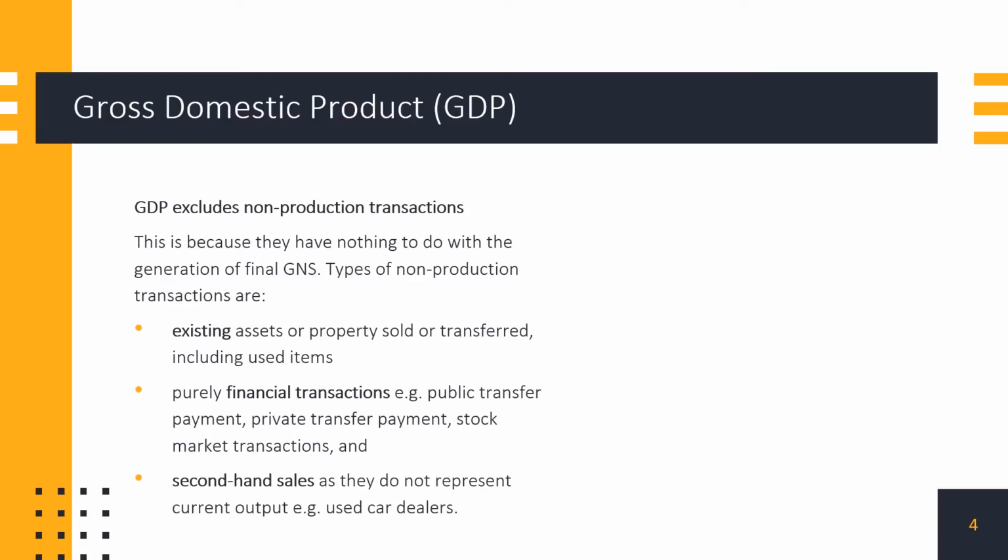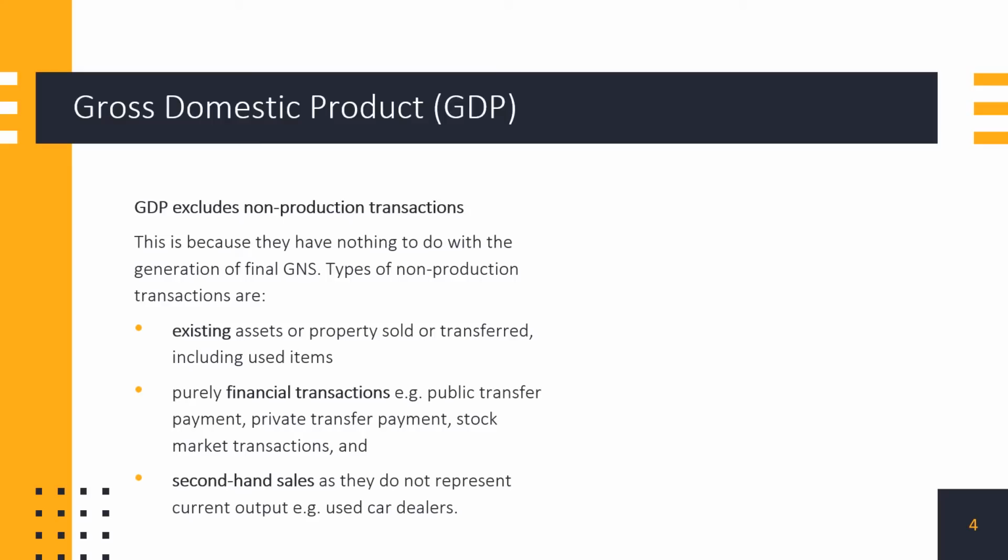And thirdly, GDP also excludes second-hand sales. This is because they do not represent current output, such as used car dealers. However, if there is any value added between purchase and resale, then that is included.